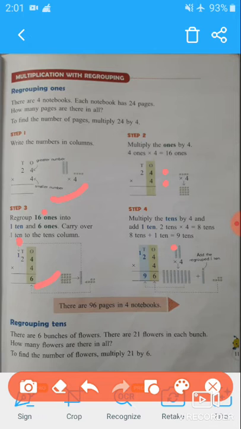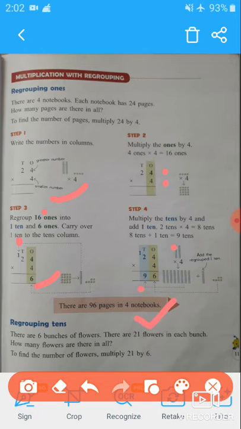Now at step 4, multiply the tens by 4. So students, when we multiply 4 by 2, we get 8. Now students, at the tens place there is 1 carry. So you have to add 8 and 1, you will get 9. So you have to write 9 at the tens place. Now students, there are a total of 96 pages in 4 notebooks.